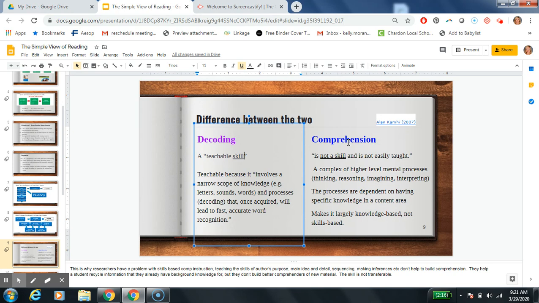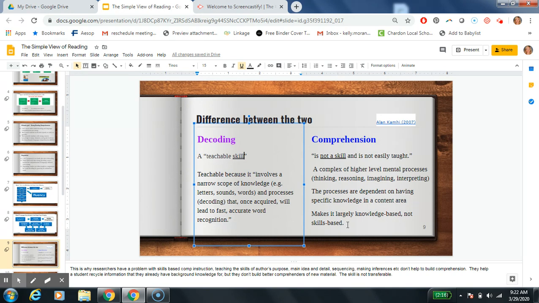So comprehension is a complex of higher level mental processes. It includes thinking, reasoning, imagining, and interpreting. And you can't think, reason, imagine, or interpret about things you know nothing about if you don't have that background knowledge. The processes are dependent on having specific knowledge and content area, and this makes it largely knowledge based, not skills based. So here's where you've started to hear reading experts more recently talk about the importance of building content knowledge, and moving away from what's become popular as skills-based comprehension teaching.